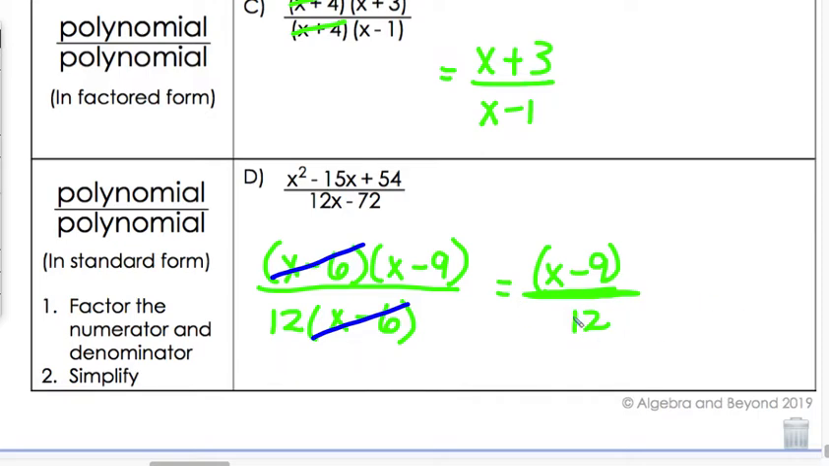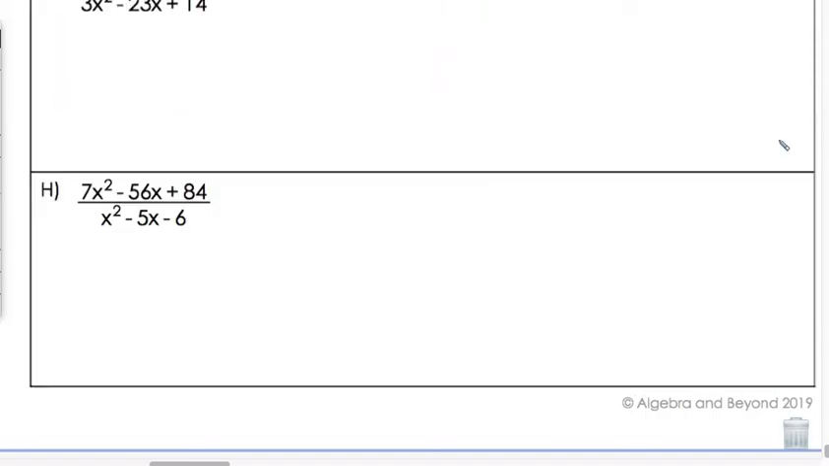Do not think that you can start simplifying. Even up here, a lot of my students want to just cancel these out. Okay, you cannot do that. This operation has to be first, and this division bar kind of acts as a form of grouping. Okay. Let's go to the next page.